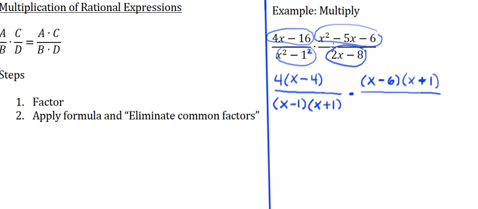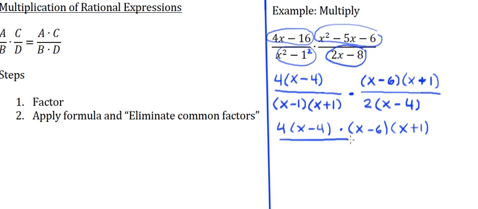Now let's factor this. Greatest common factor 2 out. 2x divided by 2 is x, minus 8 divided by 2, 4. So this is the factorization of this guy. Now apply formula. The formula is going to simply put these guys together, right? Via this dot on the bottom. So we do that. 4 times x minus 4 times x minus 6 times x plus 1 over x minus 1 times x plus 1 times 2 times x minus 4.